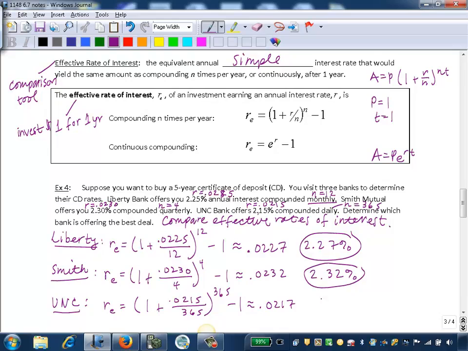So the effective rate of interest for the UNC CD would be 2.17%. So again, although the compounding periods are highest with UNC, compounded daily, because that interest rate was lower, the 2.15, it's actually not the best deal. So these are your effective rates of interest. The best deal, we can see, would be the Smith. So this is your best deal. This effective rate of interest is a convenient way to compare different interest rates and compounding periods.